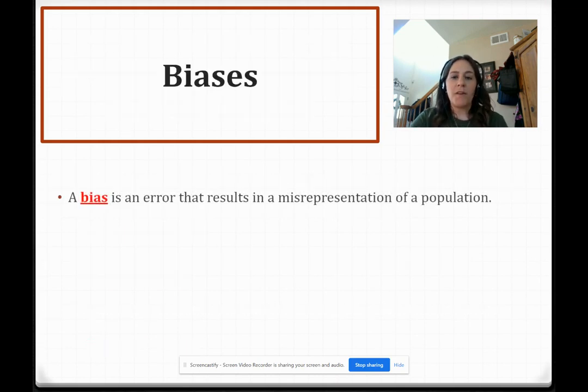There are a few you-tries on your paper that you can go ahead and pause and try to identify the sampling methods, and then we're going to jump into biases.